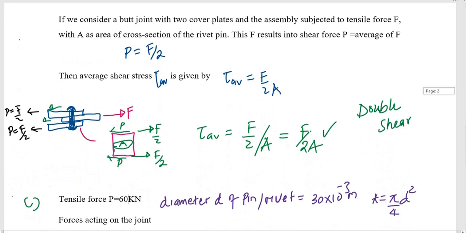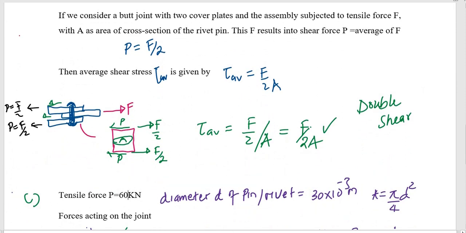Let us look at double shear. If we consider a butt joint with 2 cover plates and the assembly subjected to tensile force F with A as the area of cross-section of the rivet, this pin results into shear force P, which is equal to average of F. So P is equal to F out of 2. When you look at this scenario, you will find that the average shear stress is given by F out of 2A.